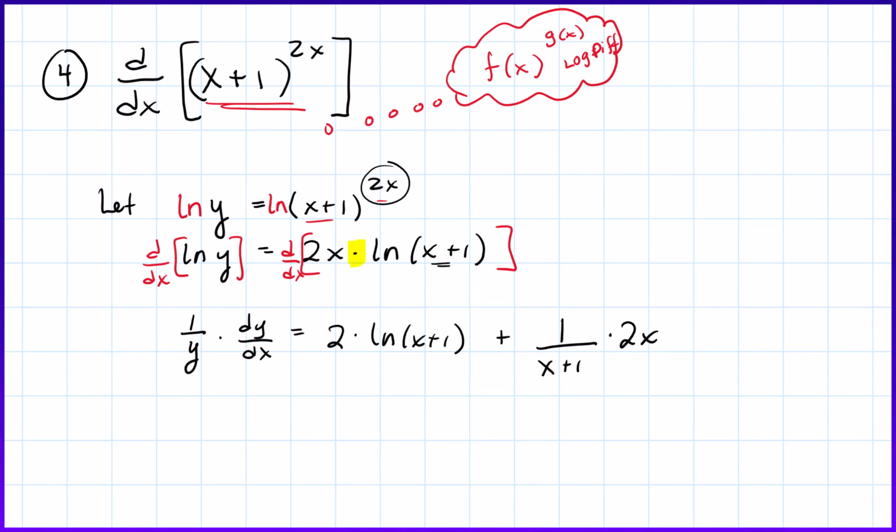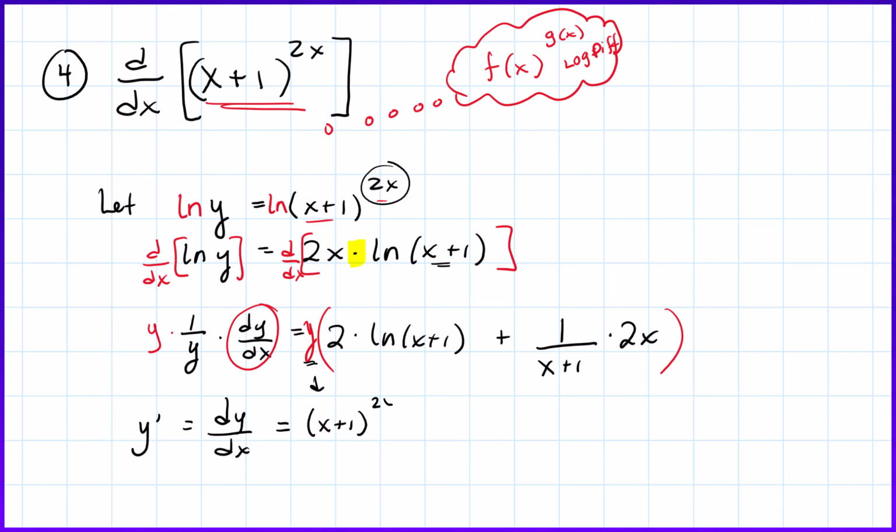And then we're going to multiply both sides by y to isolate the dy dx. And when I do that, I find that dy dx, or if you prefer prime notation, y prime, is equal to, we put our y back in, y was x plus 1 to the 2x, and we're multiplying that by 2 times the natural log of x plus 1, plus 2x over x plus 1.